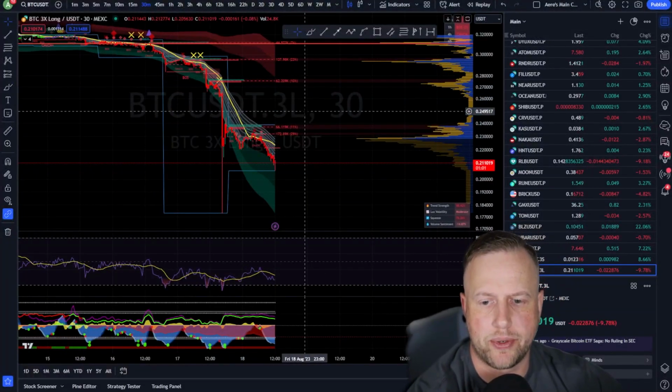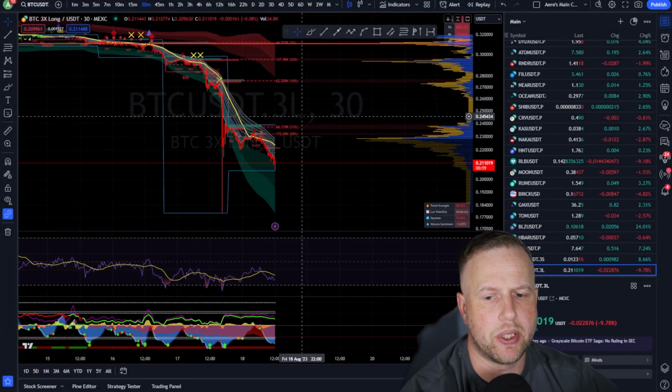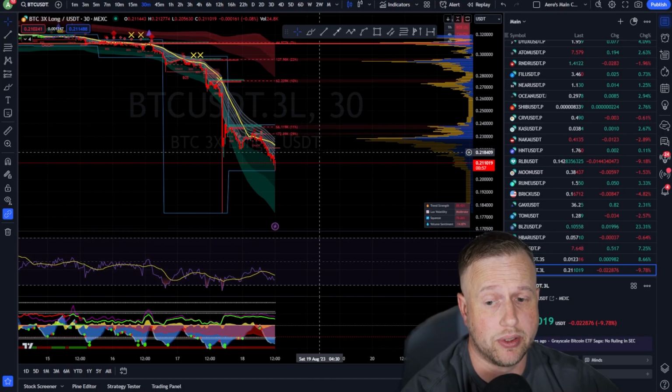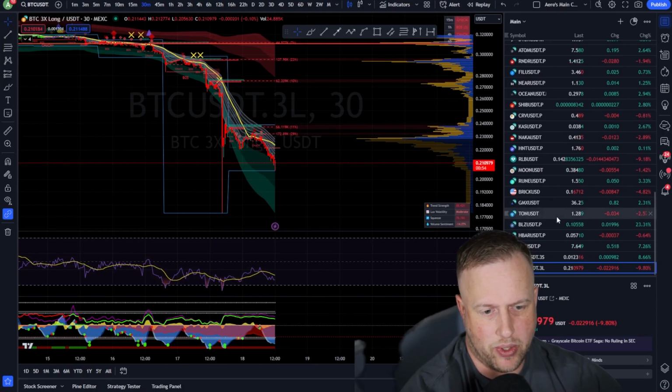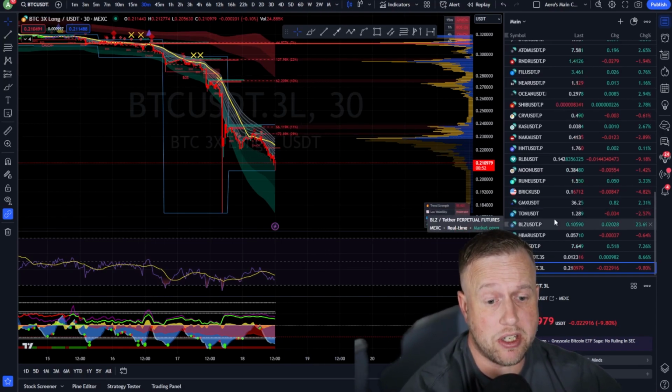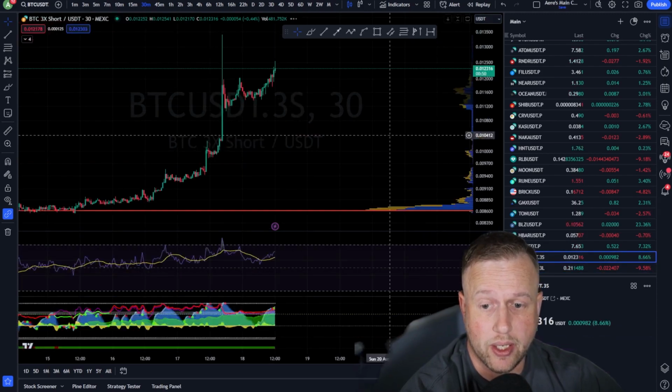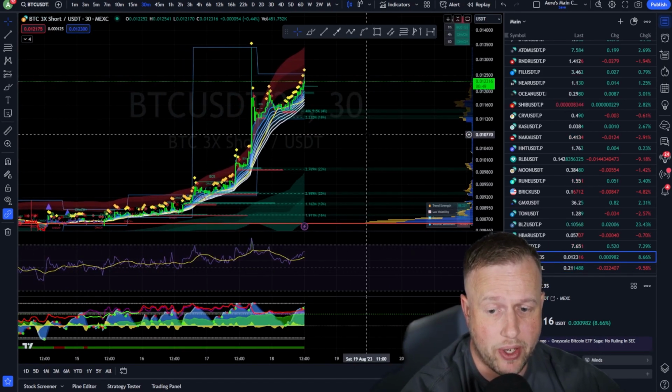So the 3L's, 3S's are a good way to dip your toes into trading without the risk of liquidation. You still got to watch your positions. You still need TA. You still need to know which way the market is going. But you can do that without the liquidation risk.